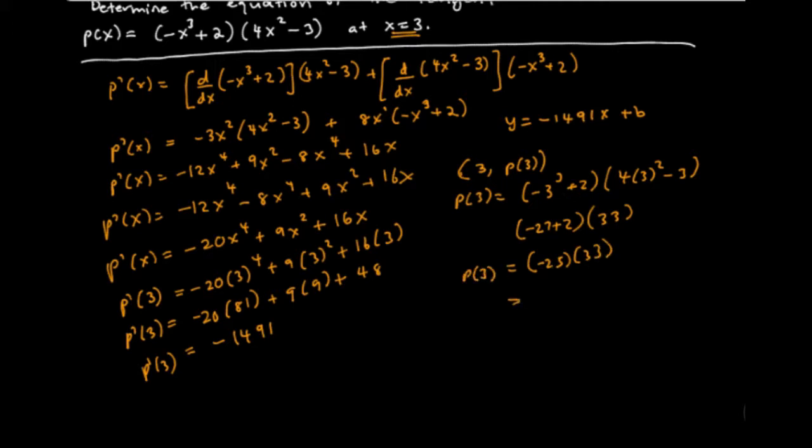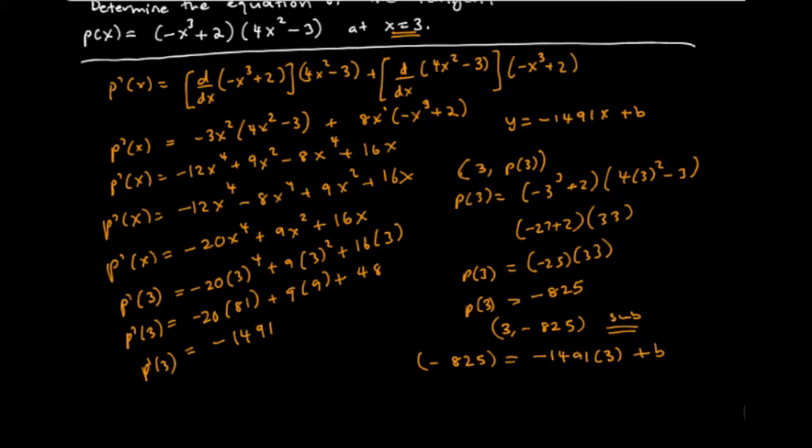So yeah, we do have a set of large numbers here. So that's going to give you negative 825. Okay? So p of 3 is negative 825. So the collective point is 3 and negative 825. Okay? And then we just substitute this in. So when we sub this into your equation, we plug this in for y. So negative 825 is equal to negative 1491 times 3 plus b.